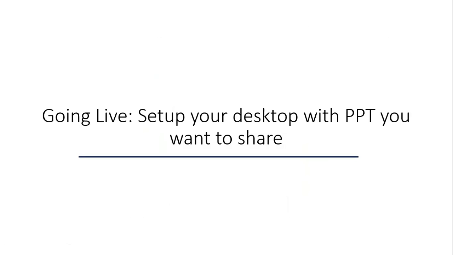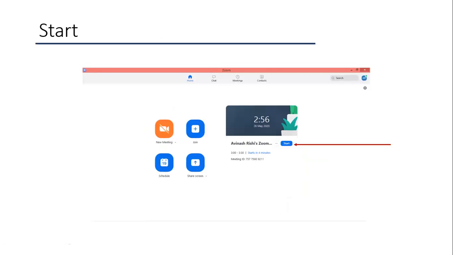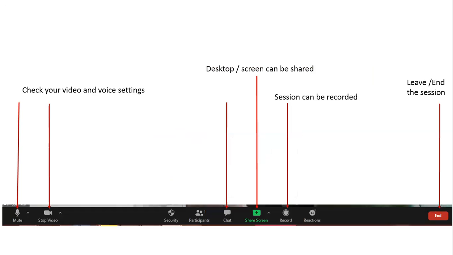Now, going live. Once the time is there and you want to start a meeting, you have the screen which shows the schedule of a meeting which might start, or you want to start it early. You can start the meeting and ask everyone to join. Once they have joined, you again have a provision to check your video and voice settings. There is a chat option as well, where people can chat by writing text.